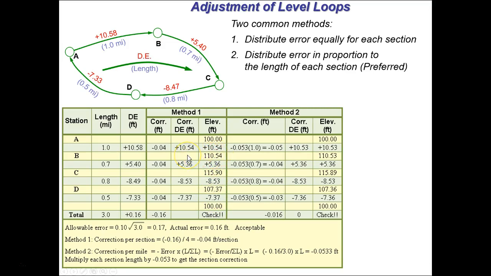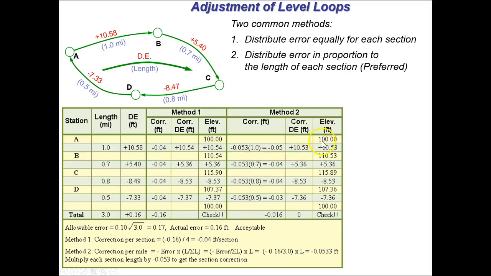So they went from having an elevation difference of 0.16 to now it started at 100 and it ended at 100. And that was distributing those errors equally. And then in method 2, where they distribute it in proportion to the length, you can see here the length of their survey is given right here, and they took that error and divided it proportionally along there.